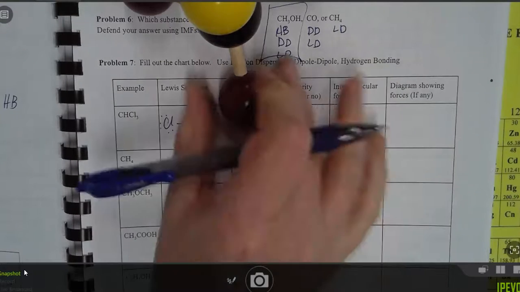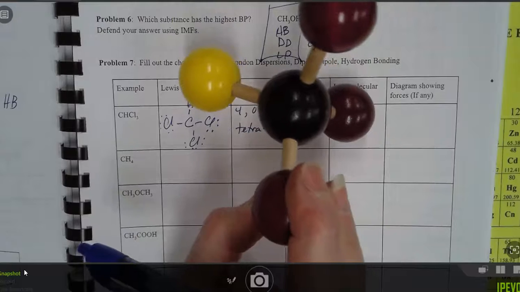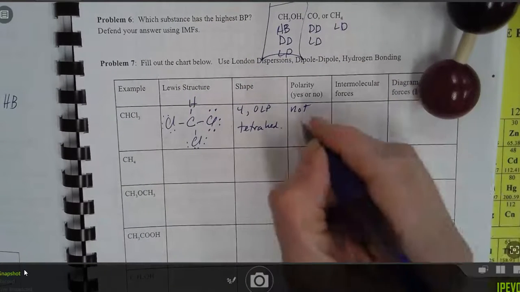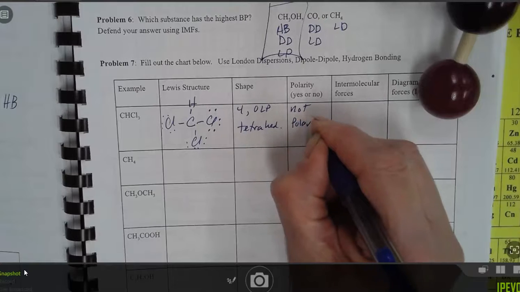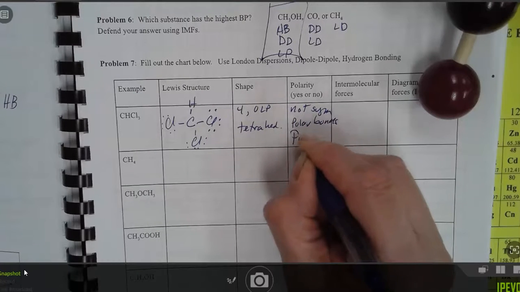Then also, do I have polar bonds? Well, the answer is I do have 3 chlorines. They don't cancel each other out. There is a dipole moment, so I do have polar bonds. I probably should put some like that. So yes, it is a polar molecule.